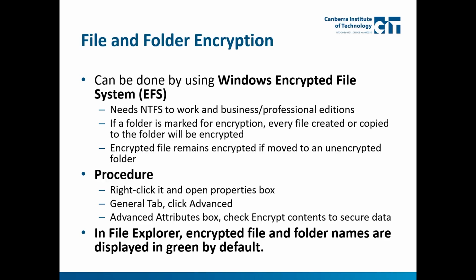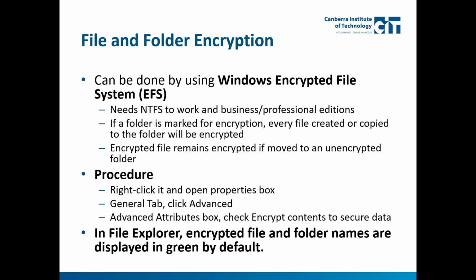Now let's talk a little bit about file and folder encryption. Within Windows, we have a very important thing that we can do within our folders, which is making sure they're encrypted file systems. This is the way you can enable the encrypting file system. So you need to have NTFS within your system. You also need to have a Windows license, which is the Business or Professional edition of Windows.